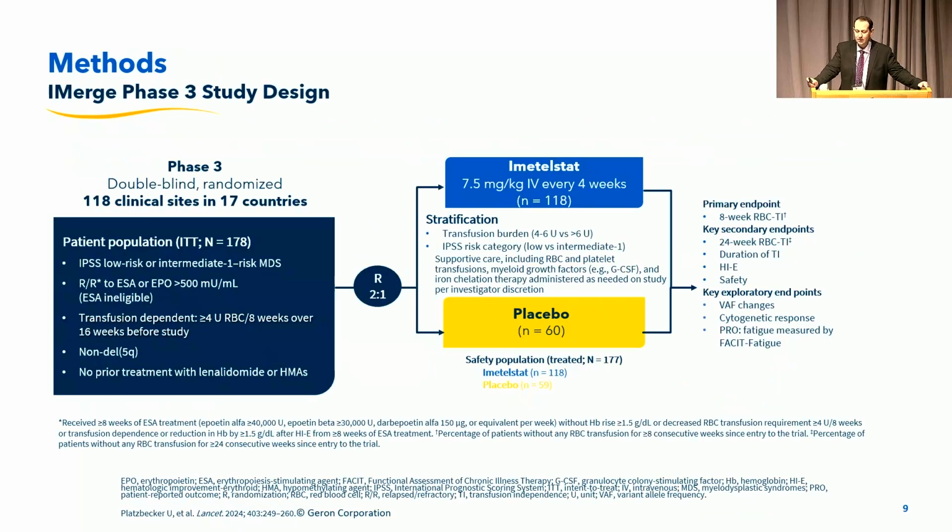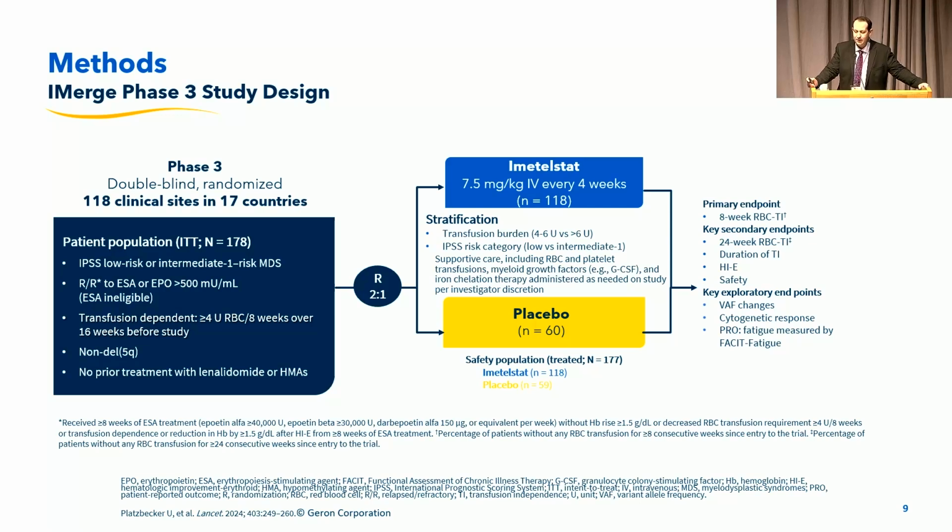The iMerge phase 3 study design was a double-blind, randomized, placebo-controlled study carried out in more than 100 centers across 17 countries, looking at patients with low and intermediate 1 risk MDS per the original IPSS, who were either ineligible to receive ESA therapy due to a high baseline EPO level, or were relapsed or refractory to ESA therapy. Those patients were non-deletion 5q MDS patients and were randomized in a 2-to-1 fashion to receive imetelstat as an IV infusion over a 2-hour period once every 4 weeks versus placebo.